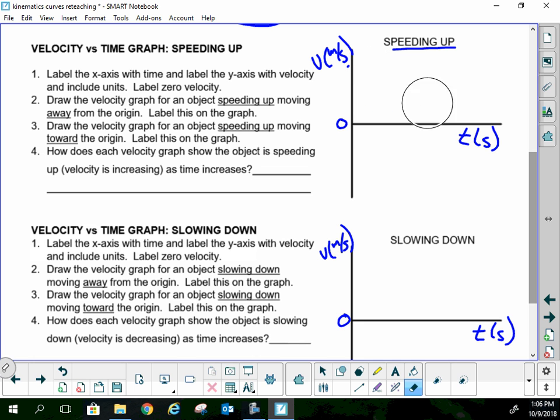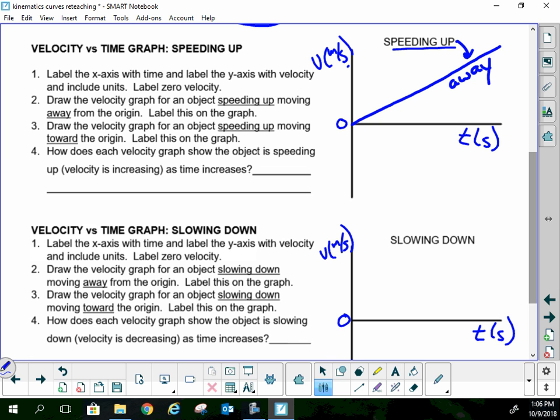So that means my velocity graph is going to look something like this. This is speeding up away from the origin. All right, so notice I just have to label this one away because I already got my speeding up here. Speeding up, moving away from the origin.